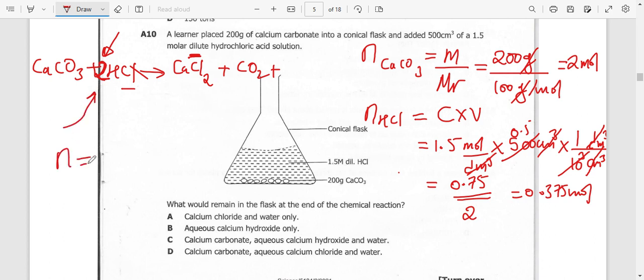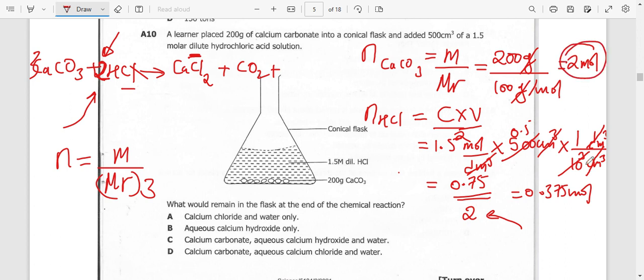So number of moles is given by mass over molar mass. And then for the other one, it has a 3 in front, so you could have also divided by 3 down here. So this one, since there is a 2 in front, we've divided by a 2. That's the 2 that you've seen I've written down here. So now consider which one is big, 2 or 0.375. So 2 is big, meaning that calcium carbonate is in excess, it is going to remain.